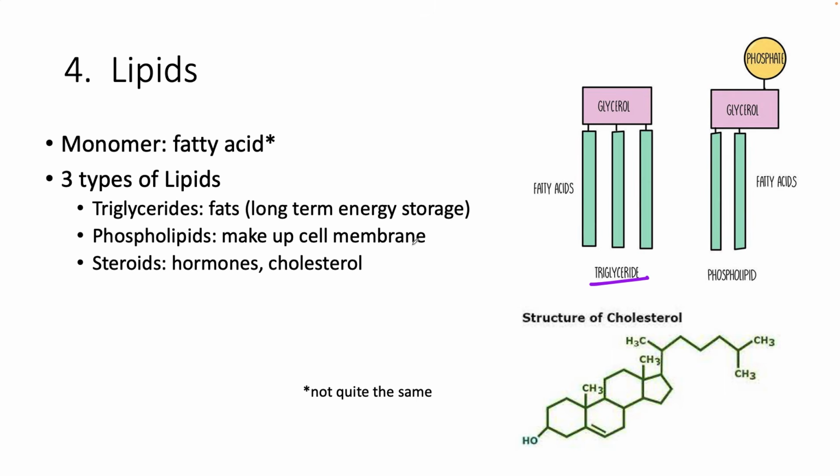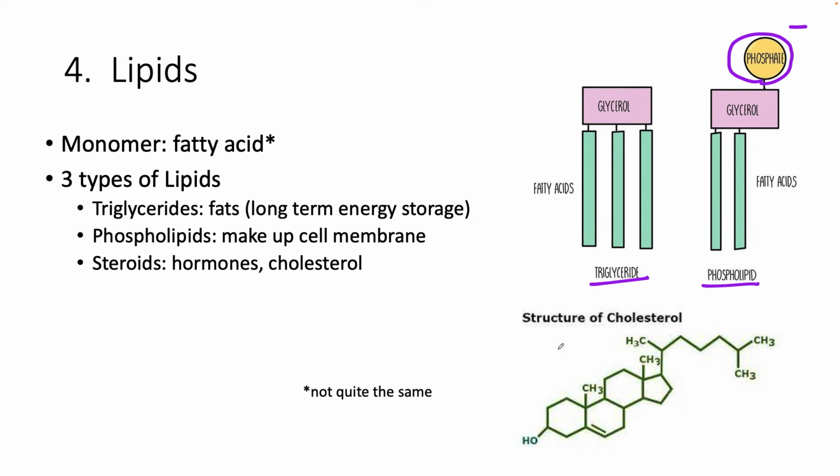We also have something called phospholipids. This is another type of lipid, and these are used to create the cell membrane. You can see that it only has 2 little fatty acid tails, and instead of having a third fatty acid tail, we actually have a phosphate on it.